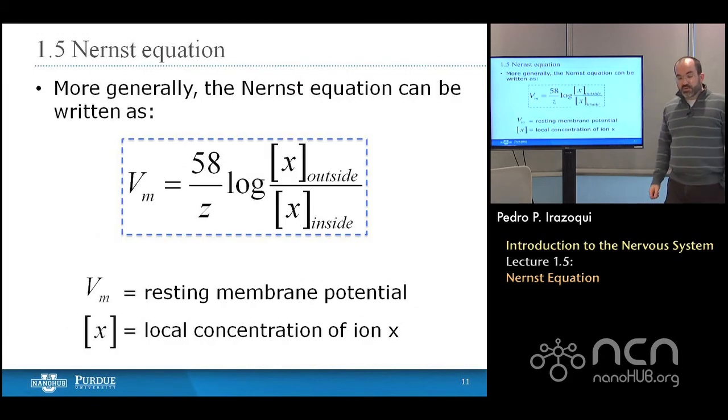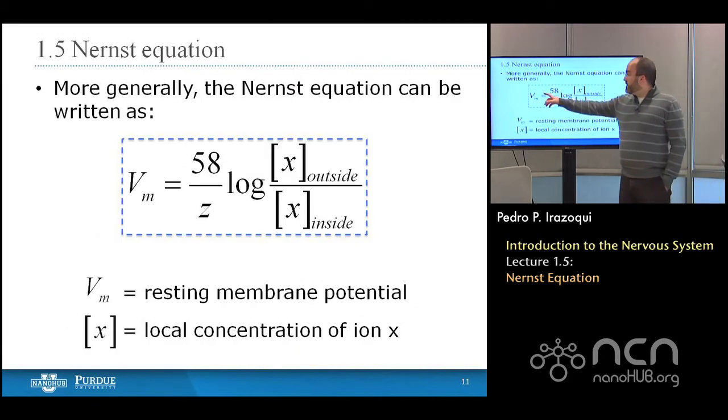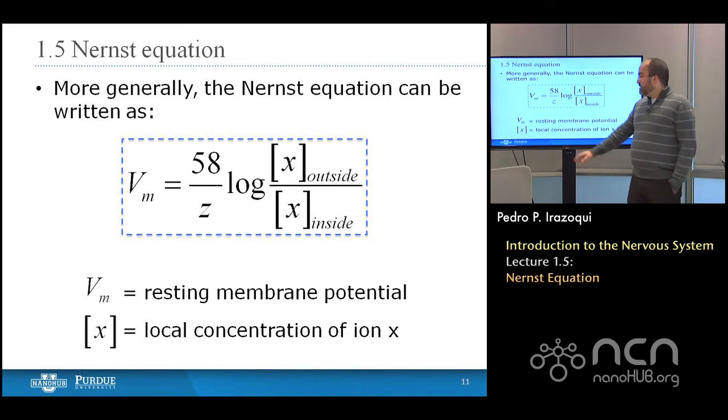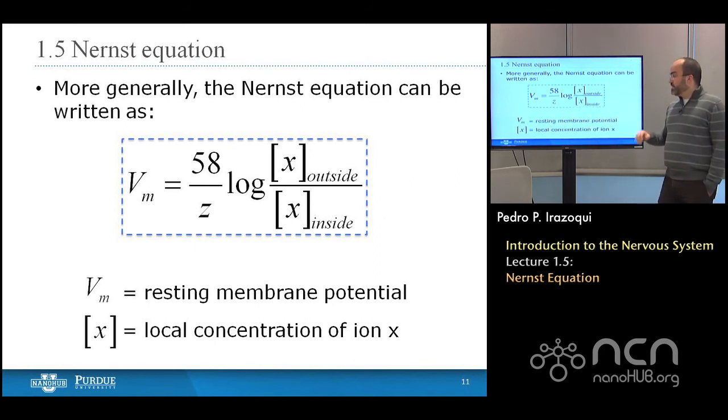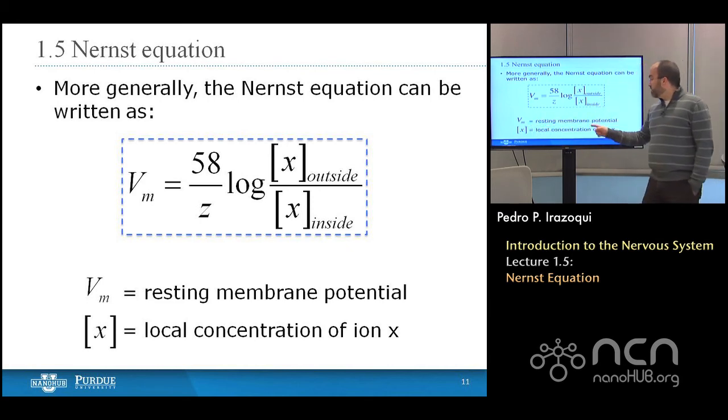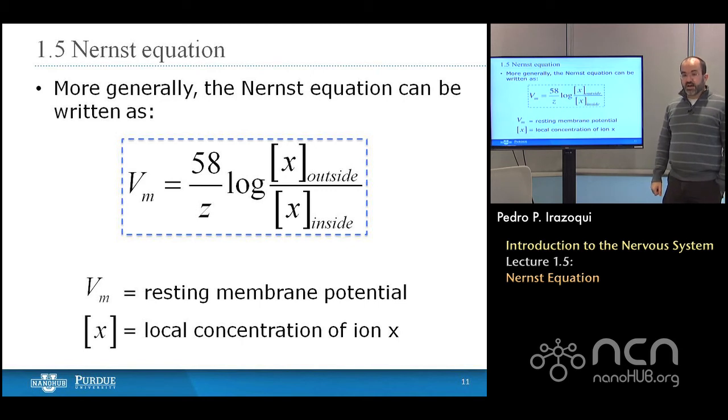And that can be written more generally as the membrane voltage is equal to 58 over z times the logarithm of the concentration of any ion outside versus inside, where that ion is an ion to which the membrane is semi-permeable. And that gives us Vm, which is the resting membrane potential for x, where brackets x is the local concentration of ion x. And that, in the blue hashed box, is the Nernst equation.